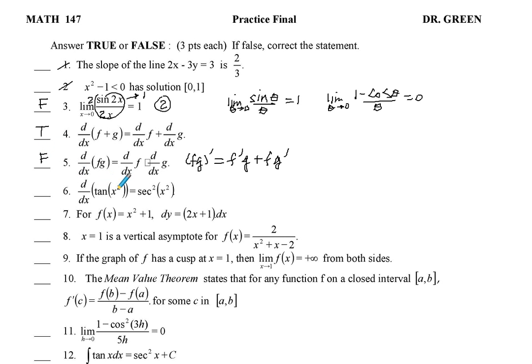Derivative of tangent x squared is secant squared x squared. Almost. If this was x, derivative of tangent x is secant squared x, but we've got x squared in there, so that's a composition of functions. So it's chain rule. Derivative of the outside function tangent is secant squared at the inside, and then times the derivative of the inside. So that was false. And I'm correcting here the false ones as we go.